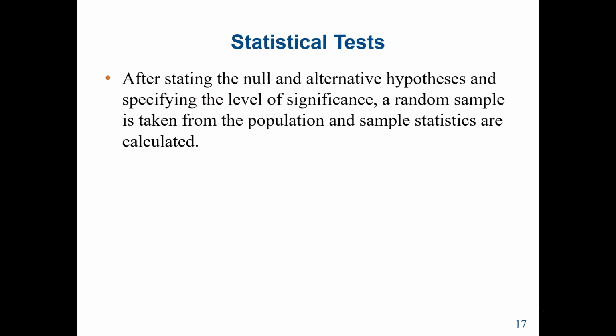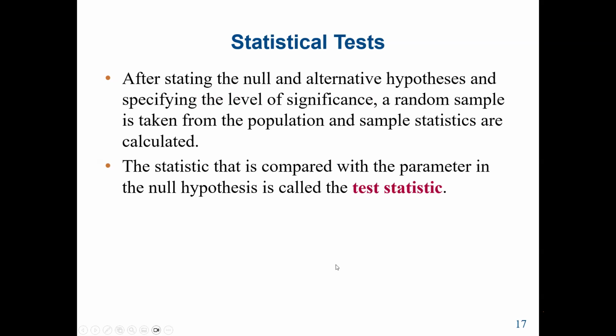So let's see the next step, to state the test. Here we say a statistical test, after stating the null and alternative hypothesis and specifying the level of significance, a random sample is taken from the population, and the sample statistics are calculated, or we say the test statistic is calculated. Also, with the level of significance, and depending on the type of test, we can find a critical value. If we don't want to use the p-value to reject or accept H0, we can use the test statistic and the critical value to do it. So that's what we say.